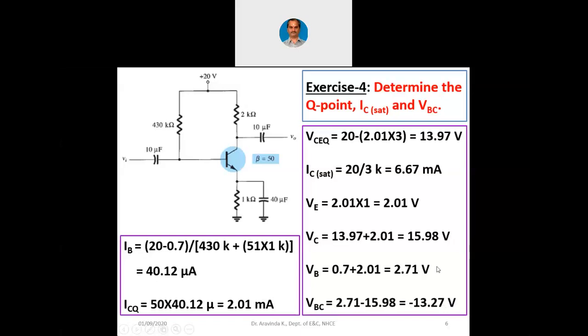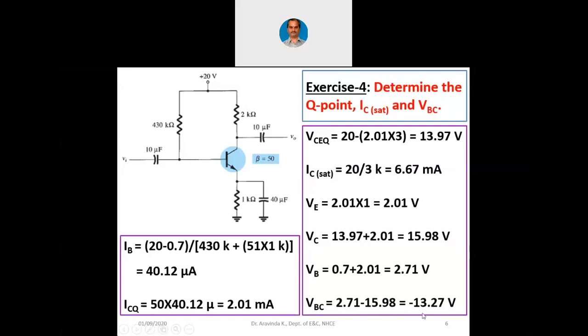Now this means that the transistor is in the active region. The power supply is 20 volts, whereas the Q point is at approximately 14 volts. IC sat is around 6.67 milliampere, whereas ICQ is around 2.01 milliampere, which means that the transistor is in the active region only, but it is not in the exact middle of the load line. If it has to be exactly the middle of the load line, then we should have VCEQ equals 10 volts, and we should have ICQ equals IC sat by 2. That is 6.6 divided by 2. We should have got 3.3 milliampere. That is not the case.